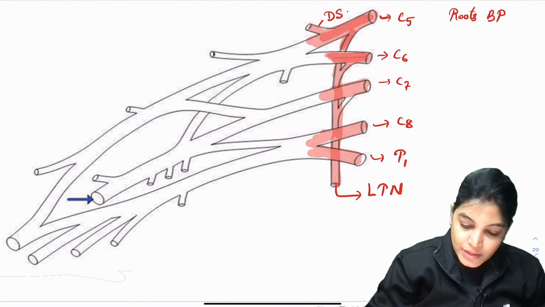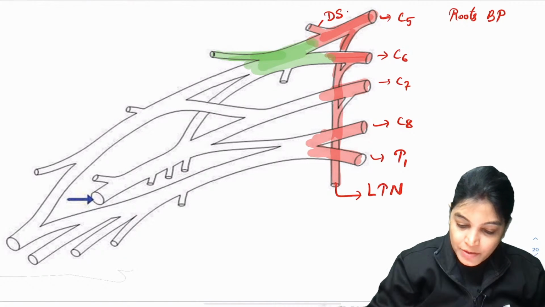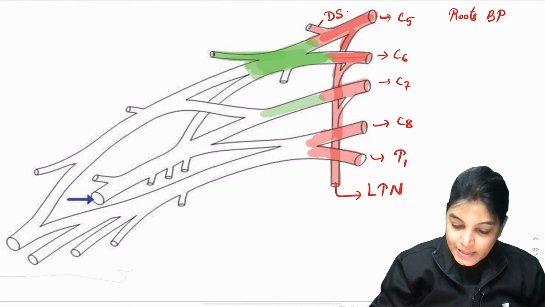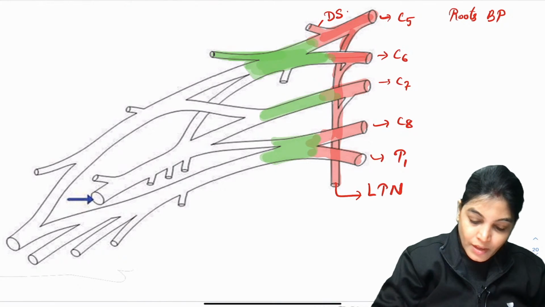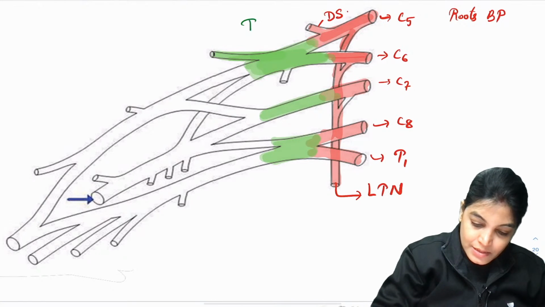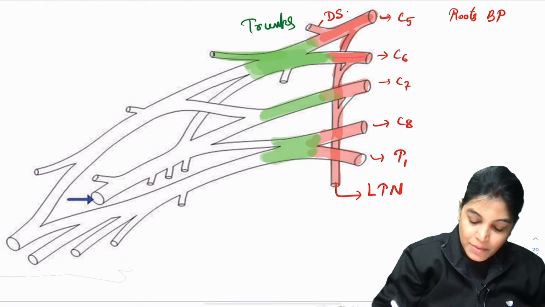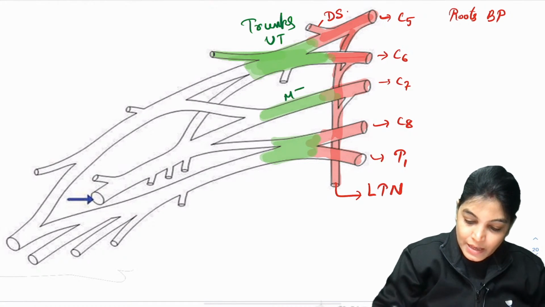So, for the trunk, you can see C5 and C6. C5 and C6 are joining and forming the upper trunk. C7 alone is forming the middle trunk, and the lower trunk is formed by joining C8 and T1. So, these are the trunks. This is the upper trunk, this is the middle trunk, and this is the lower trunk.